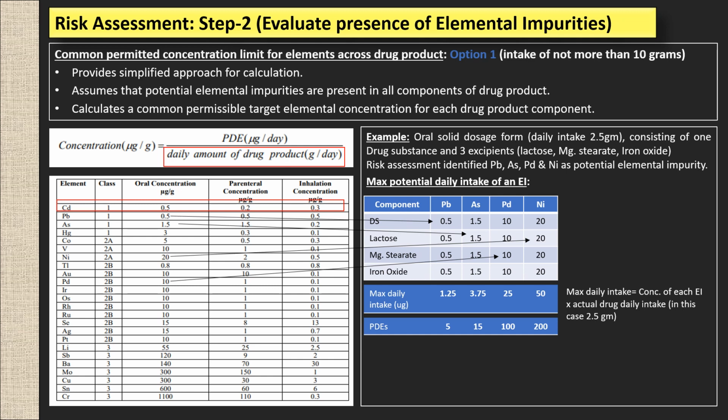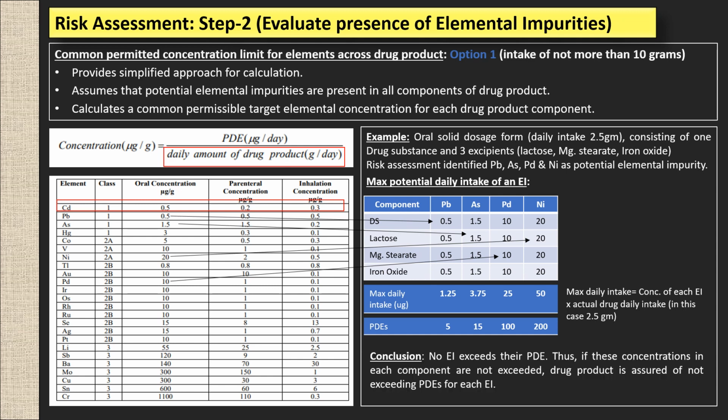So we have seen in the table initially, the PDE value for lead is 5, for arsenic it is 15, for palladium it is 100, and for nickel it is 200, right? So to conclude, the maximum daily intake in microgram for lead is 1.25 and the PDE value is 5. So comparing this, the maximum daily intake is very low compared to the PDE. Thus, if these concentrations in each component are not exceeded, the drug product is assured of not exceeding the PDEs for each elemental impurity.